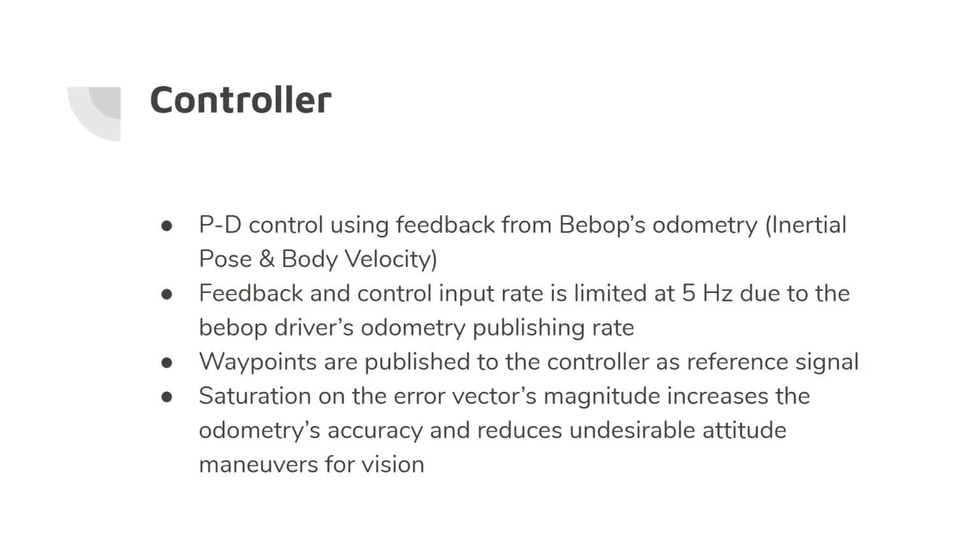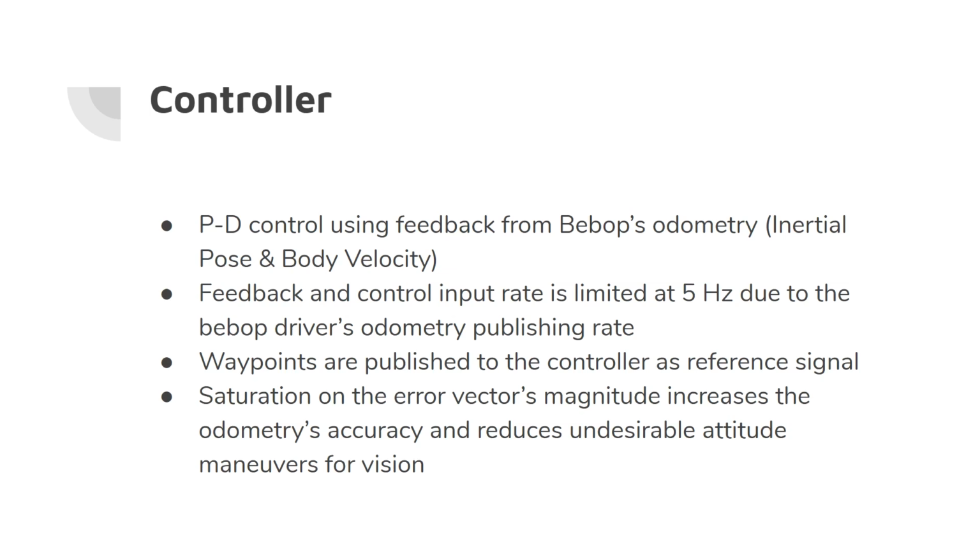We use a simple proportional derivative control law using the Bebop's onboard odometry as feedback. Waypoints are published to the controller as reference commands. An error is then generated and its magnitude is saturated upon crossing a desired threshold before transforming it into the desired body velocity commands by the PD control law. The saturation is done primarily to improve the odometry feedback, as faster motions result in inaccurate flow and sonar measurements. Also, the vision is more accurate if the vehicle is close to hover state. It should be noted that the Bebop driver publishes odometry at a rate of only 5 Hz, which is the limiting factor in terms of performance.